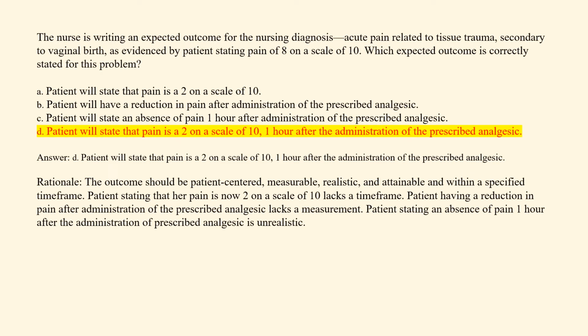Answer: D. Patient will state that pain is a 2 on a scale of 10, 1 hour after the administration of the prescribed analgesic. Rationale: the outcome should be patient-centered, measurable, realistic, and attainable and within a specified time frame. Patient stating that her pain is now 2 on a scale of 10 lacks a time frame. Patient having a reduction in pain after administration of the prescribed analgesic lacks a measurement. Patient stating an absence of pain 1 hour after the administration of prescribed analgesic is unrealistic.